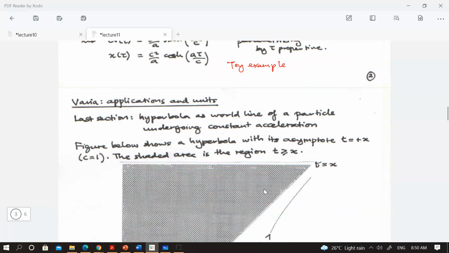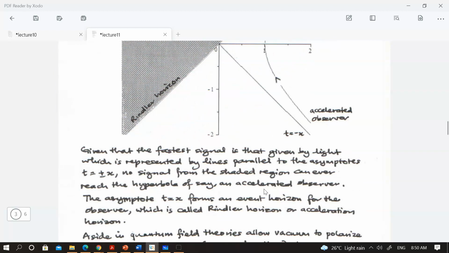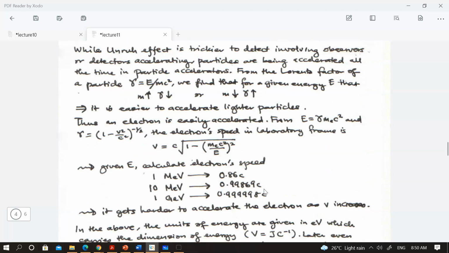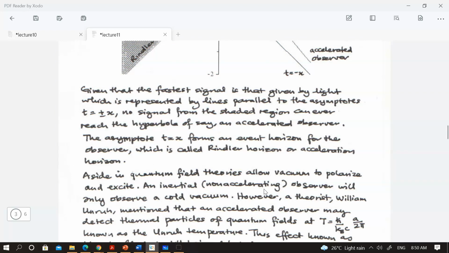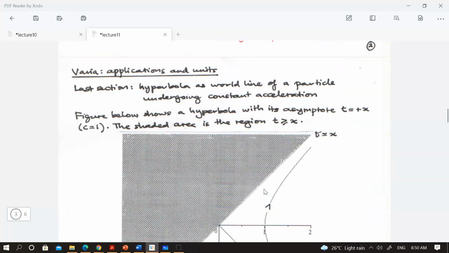So now let me go to this part. I have another 10 more minutes. Let me see. Let me finish this, and then we can go back to new things. So we have seen the hyperbola is essentially the case of the motion of a particle undergoing constant acceleration in special relativity.